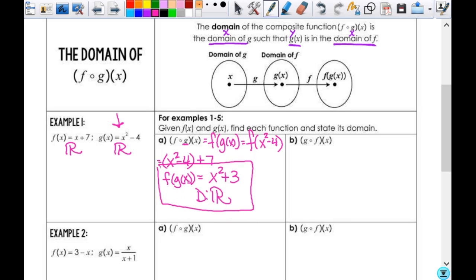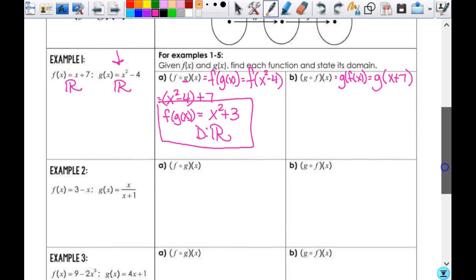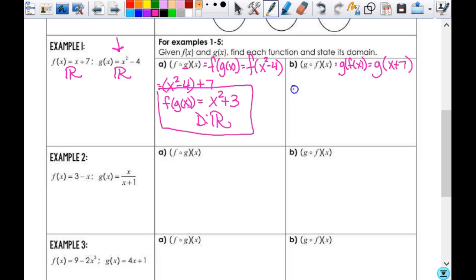Okay. You cannot just look at the end product and assume that you can find it that way, right? Because sometimes things cancel out. All right, so then I'm going to find g of f of x. So g of f of x is going to equal g of x plus 7. So that means I get x plus 7 squared minus 4.